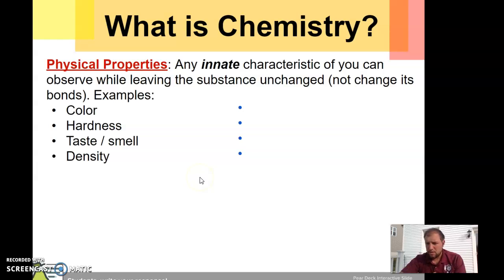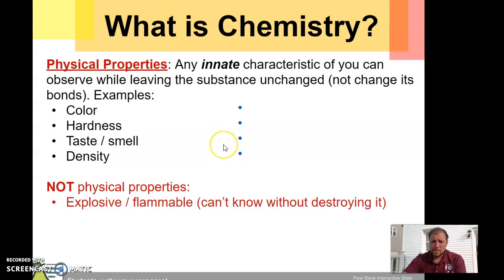Other physical properties include: is it magnetic? Is it brittle or is it bendable? Does it dissolve in water? What temperature does it melt at? Does it conduct electricity? These are all physical properties, and we're going to learn more about them as the year goes on. Some things that are not physical properties: whether something is explosive or flammable, because the only way to figure it out is to destroy the substance. And physical properties are just about things we can observe of a substance without irreparably changing it.